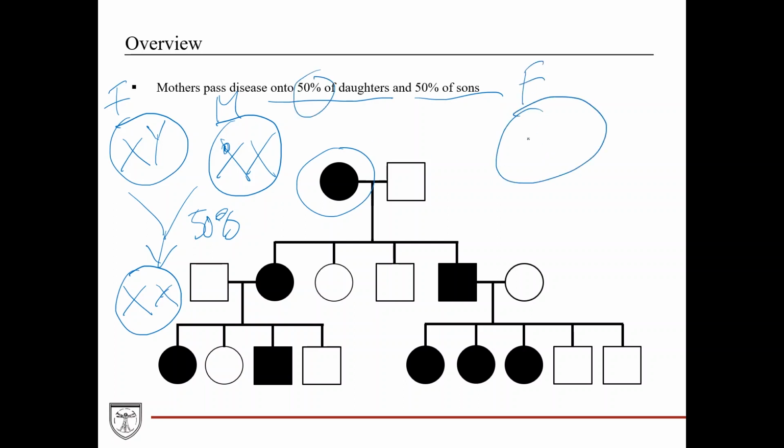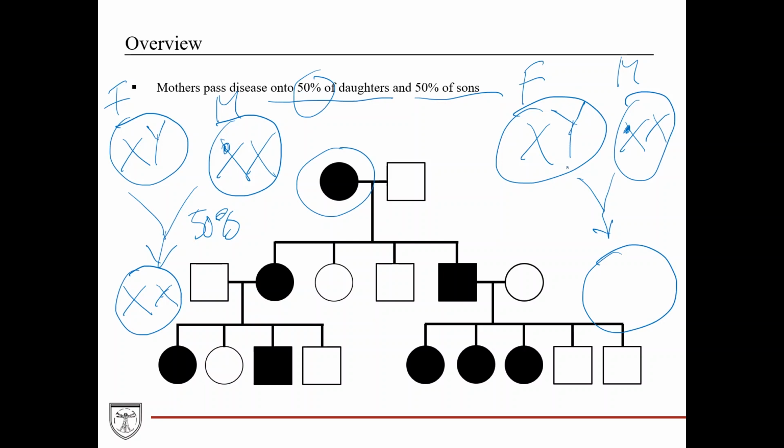So let's look at the sons. The sons are all going to inherit the Y chromosome from the father. And then again, they're going to get one of these two X chromosomes. So they have a 50% chance of getting the affected X chromosome and a 50% chance of getting the healthy X chromosome. And so that's why half the sons also can potentially inherit the disease.